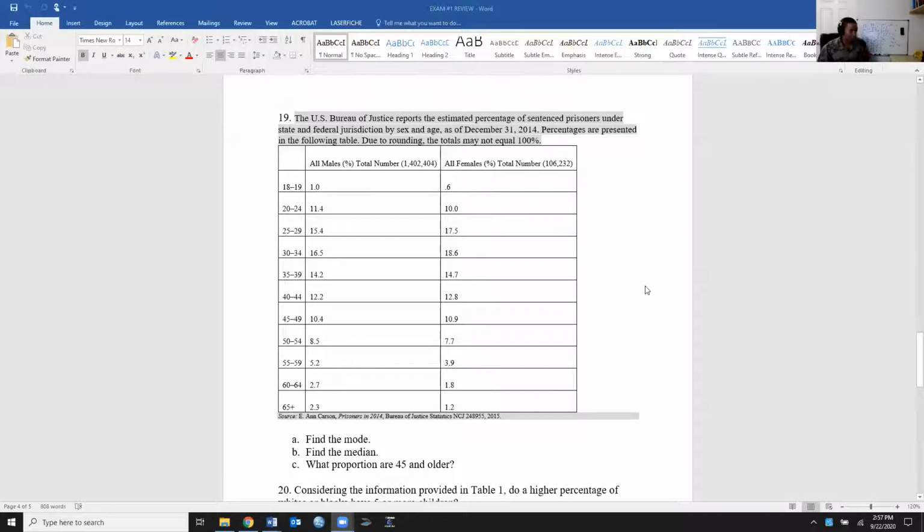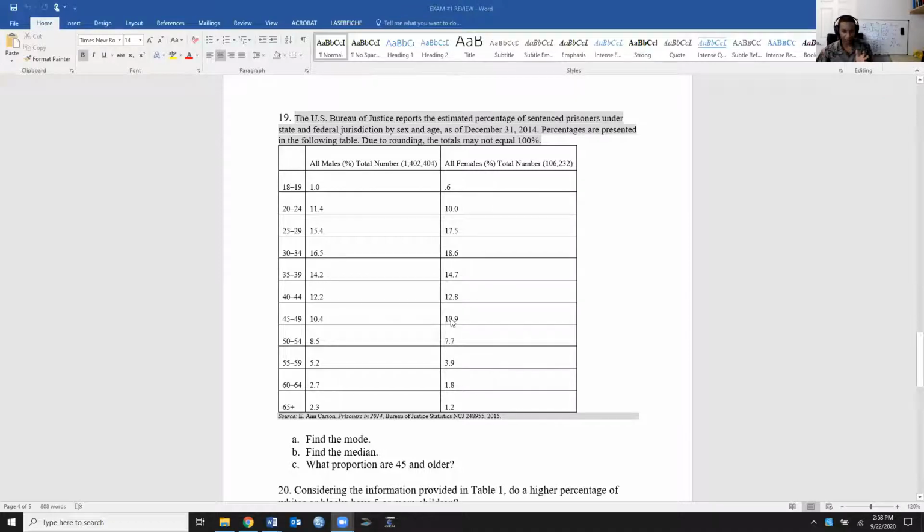Okay, so when I say what proportion is older than 45, what we're going to do is look: 10.9% is 45 to 49, right? 7.7 is 50 to 54. 3.9 is 55 to 59. 1.8 is 60 to 64, and the 1.2 is 65 and older, right?